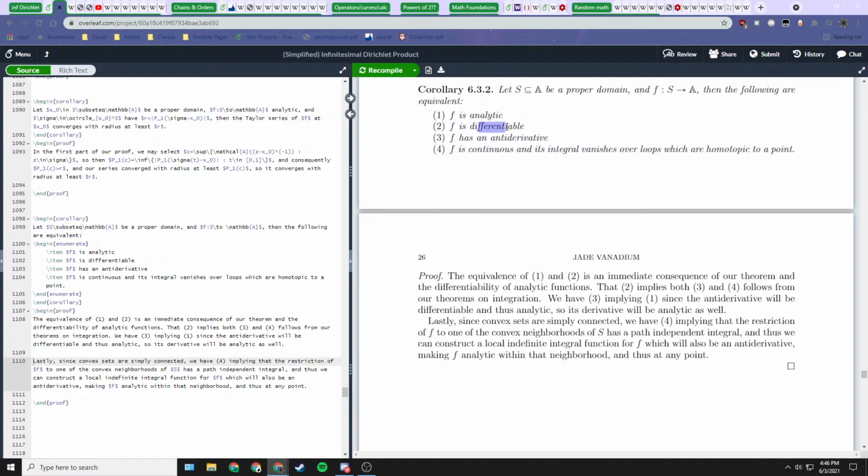2 implying, so differentiability implying that we have an antiderivative and vanishes over loops which are homotopic to a point. That follows from our theorems on integration and differentiability.